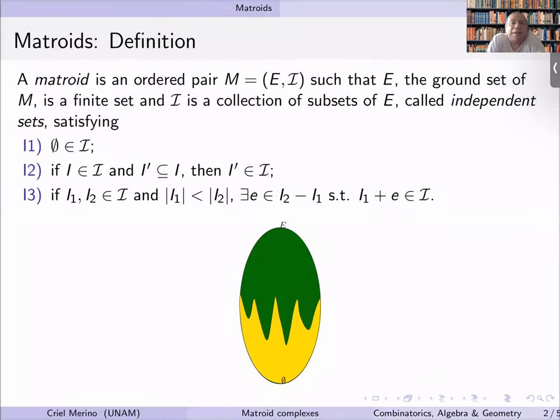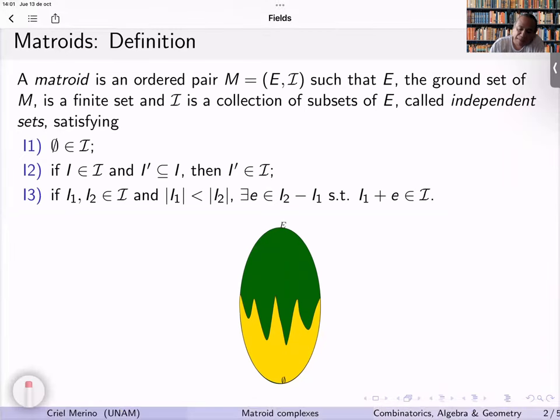So let me start by giving the definition I'm using of matroids. For me, a matroid is going to be a pair. We have a finite set E, which is the ground set of the matroid, and a collection of subsets of E that are called the independent sets of the matroid. They have to satisfy three axioms. The first is that the empty set is an independent set. And the second one is that if you have an independent set, any subset of that independent set is also independent.